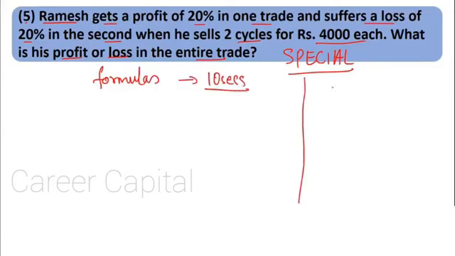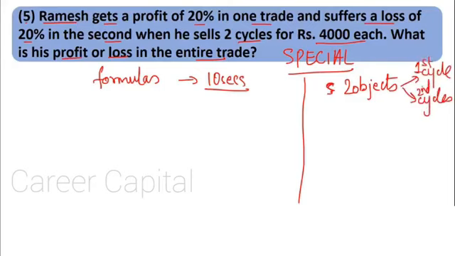Now look at the right hand side. Over here there are 2 objects, right? There are 2 trades, right? One trade, and that means 2 objects. What are the 2 objects? There is one cycle and there is the other cycle. They have given that there are 2 cycles. That means there is one cycle over here, and this is the second cycle over here. So there are 2 objects. While selling the first cycle, Ramesh gets a profit of 20%. And while selling the second cycle, he gets a loss of 20%. You see the profit and loss percentage is the same over here, right?